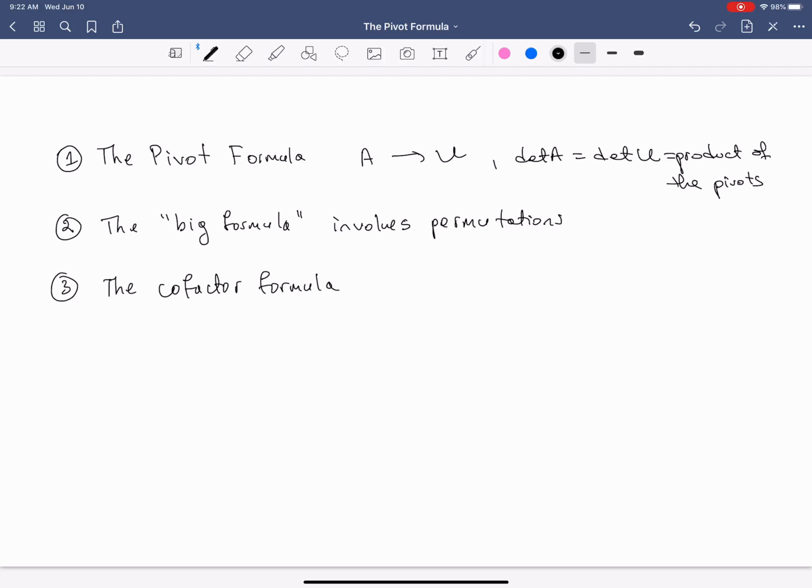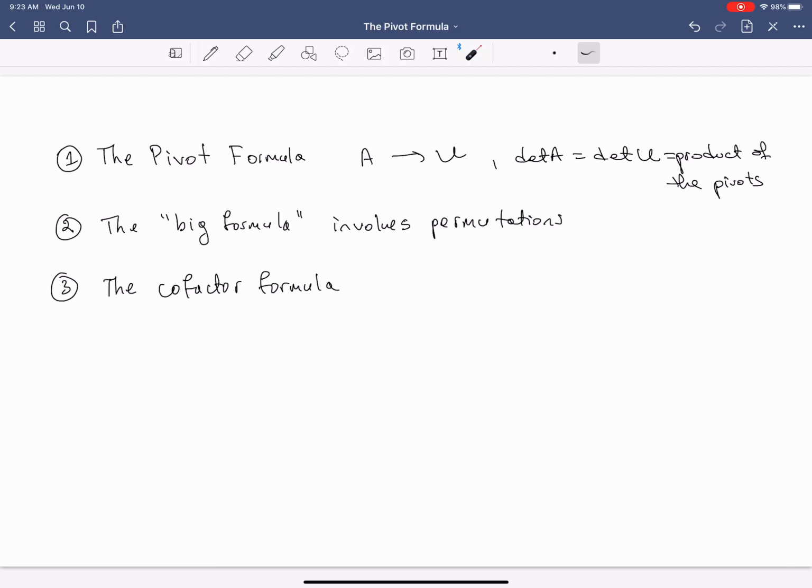Now I'll have a video for each of these. Well, we already sort of did the pivot formula. I'll just review it shortly in this video. Then we'll talk about the big formula and then about the cofactor formula. I will be honest, we will only use this formula for a 2x2 matrix or a 3x3 matrix. I will explain it in the general case and why it is not efficient to use in bigger size matrices. However, it does give us insight into what the determinant is as a function of a matrix, how we compute it. And then we will focus a little bit more on the cofactor formula.